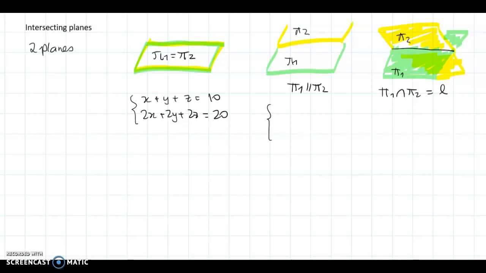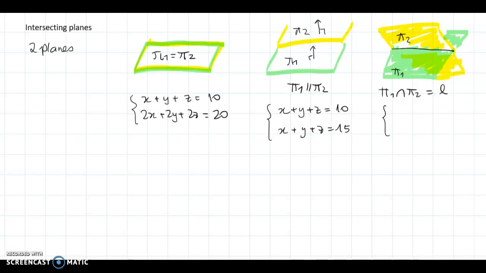In the second case, the vectors that are normal to the planes are actually parallel. So it could look something like this: x plus y plus z is equal to 10 for one of them, and then x plus y plus z is equal to 15 for the other. So there is no point of intersection. The normal vectors are parallel, but the planes do not intersect because they are parallel.